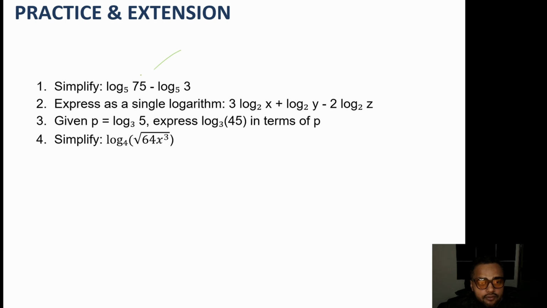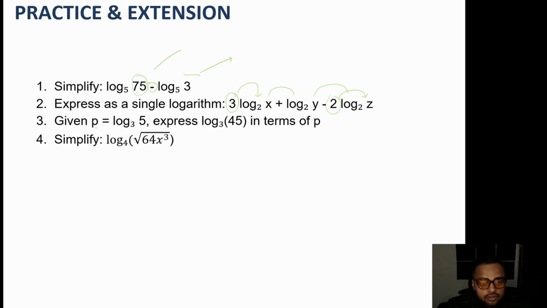For example, log of 75 is there, so the reverse of product law could be applied here. After the reverse of product law, see, a negative sign is there, so we can apply the quotient law. So this is the cheat code for the first question. The second question is expressed as a single logarithm. See here, the coefficient is given, so it will go to the power side. Similarly here, again the coefficient is given as a multiplier, so it will be in the power. Afterwards, here we could apply the product law, and here we could apply the quotient law. This is the cheat code for this question.